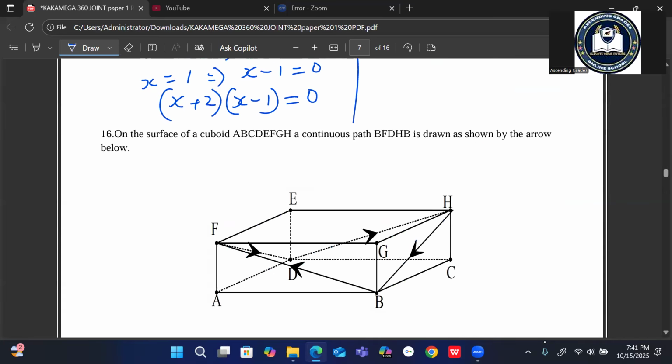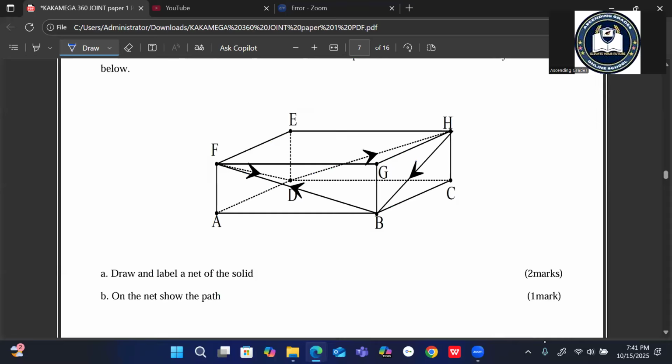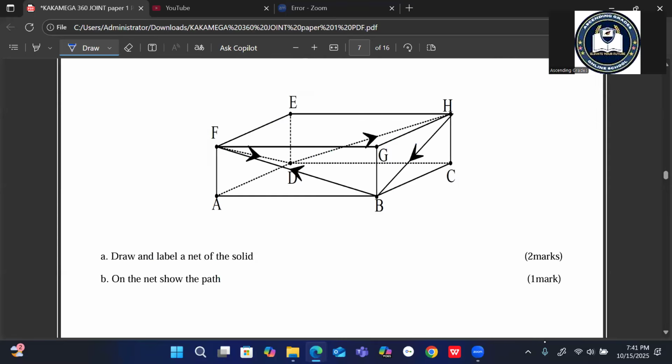So we go to the last question, number 16. On the surface of a cuboid A, B, C, D, E, F, G, H, a continuous path B, F, D, H, B is drawn as shown with the arrow below. So you are told to draw and label a net of the solid. So this one is very simple. So we draw it.